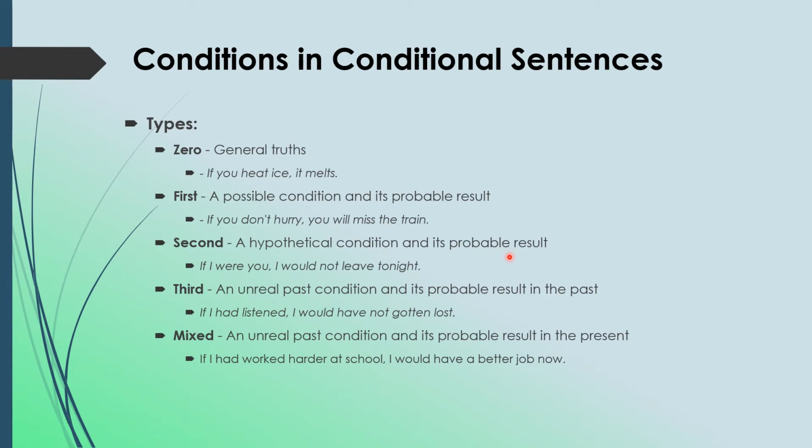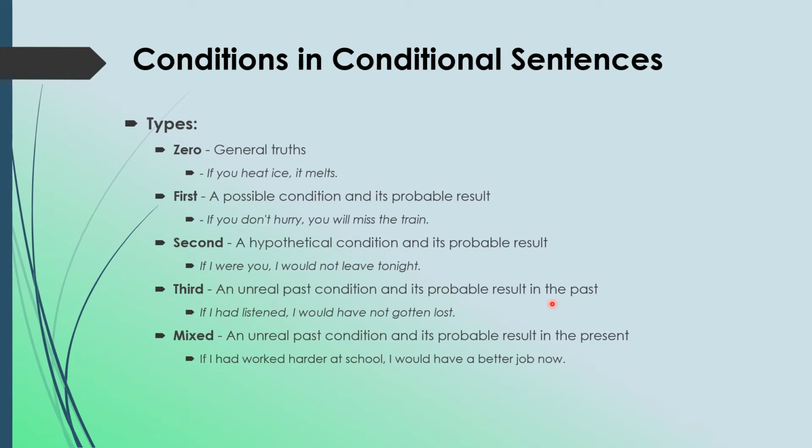And the third conditional, an unreal past condition and its probable result in the past. So the incident or the event happened before, and the effect also happened. So now you can't do anything about it, but you are imagining the situation, and the possible result you could get in the past. So everything happened before. So if I had listened, that means I did not listen, and I would not have gotten lost. So that means I was lost at the time.